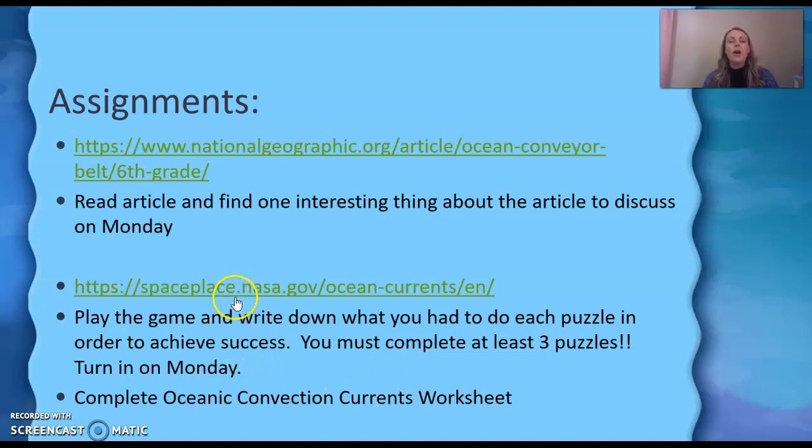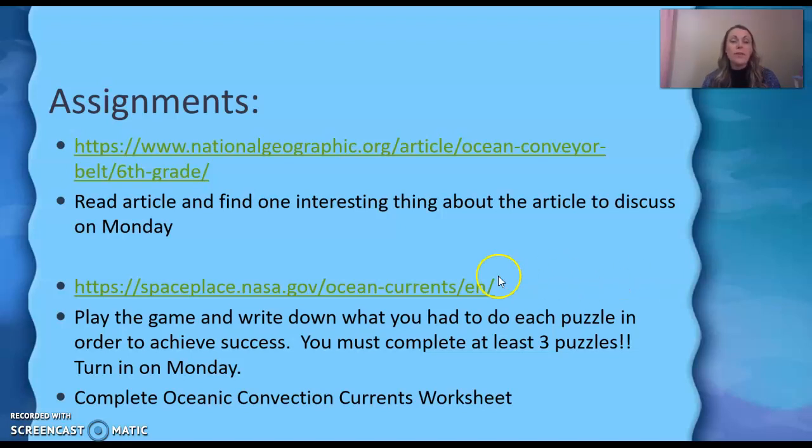And on the top, it says nationalgeographic.org. That is an article. I want you to read that article and find one interesting thing about the article to discuss on Monday. And then at the bottom, I came up with the title of this, Going with the Flow, and then I was able to find a game that has the same title. So we're continuing on, going with the flow here.